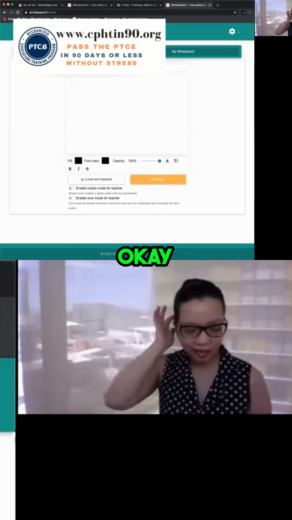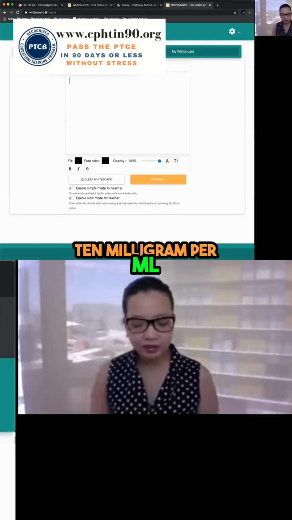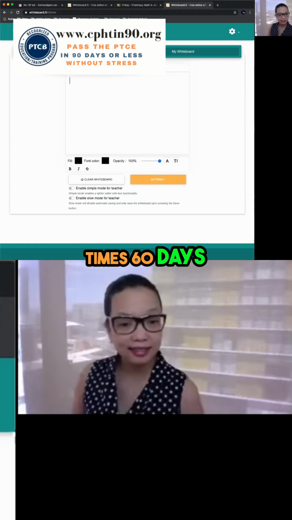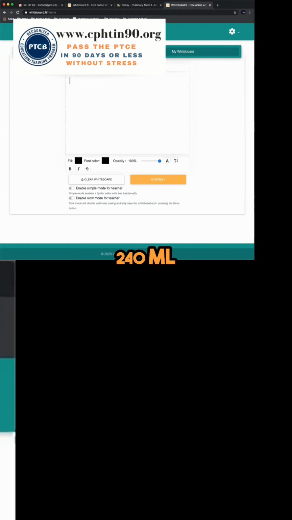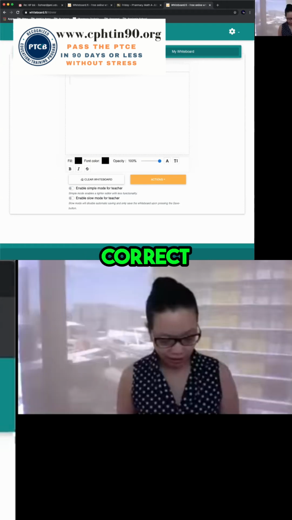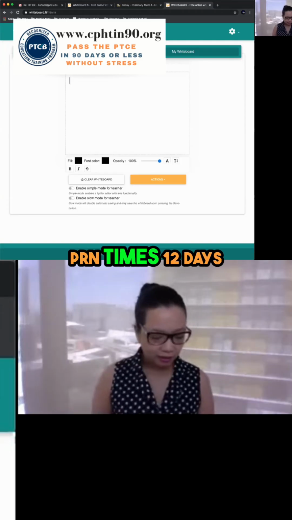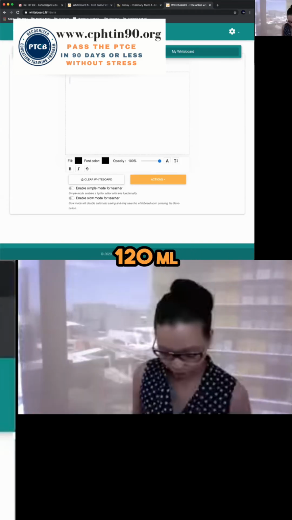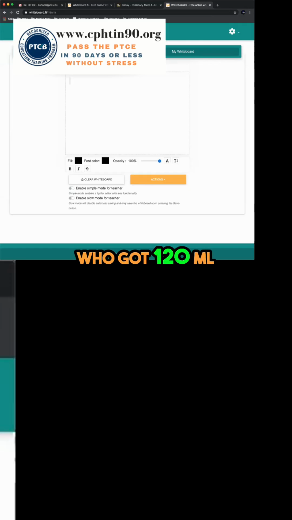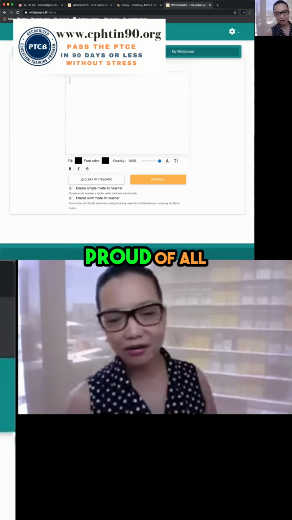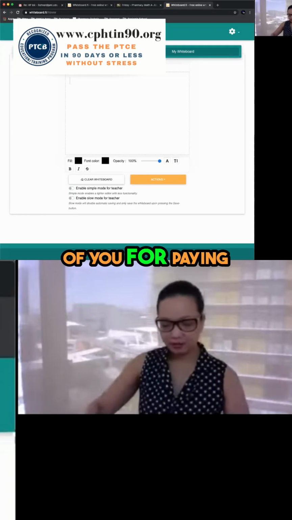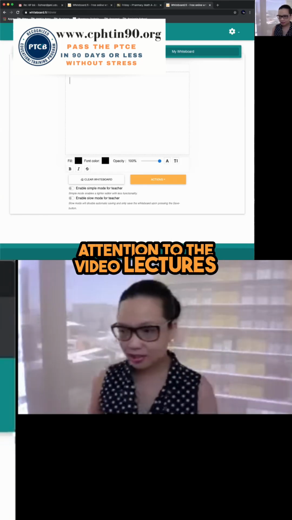Hands up. Okay. Doxepin, 10 milligram per ml, 2 ml BID times 60 days. My Shauna? 240 ml. 240 ml, correct. Tussie Organidin, 5 ml BID PRN times 12 days. Quantity would be? 120 ml. Who got 120 ml? I'm so proud of all of you for paying attention to the video lectures.